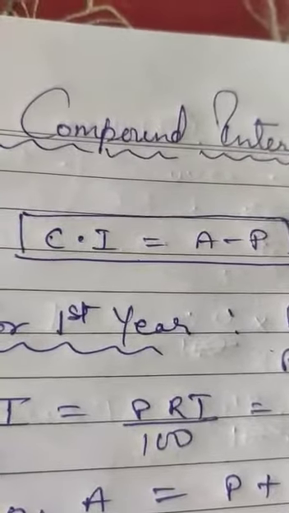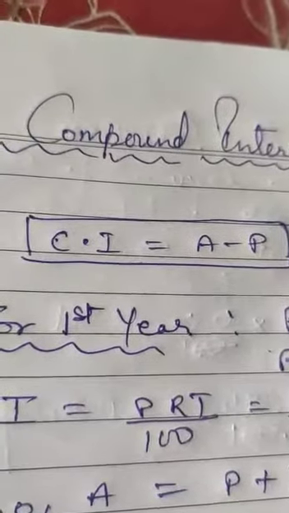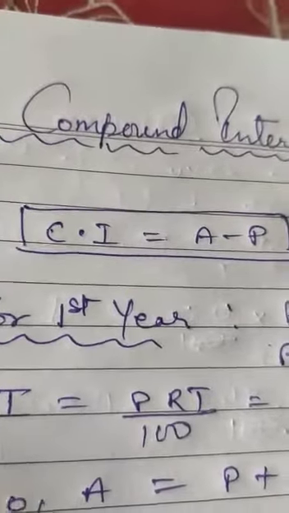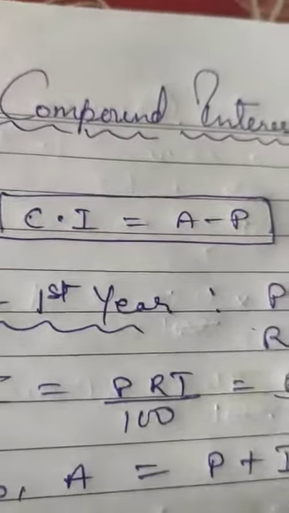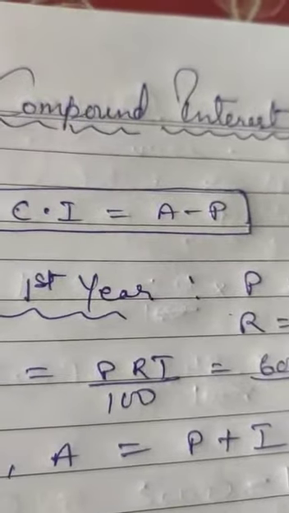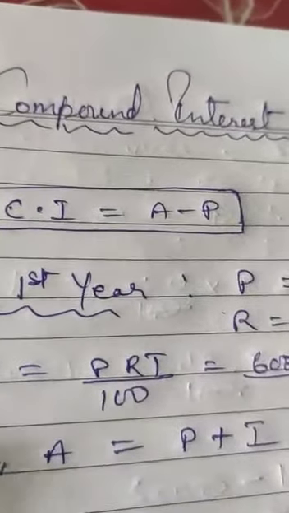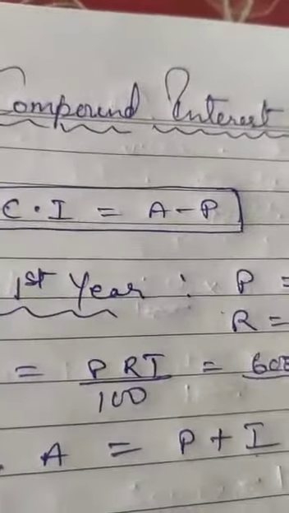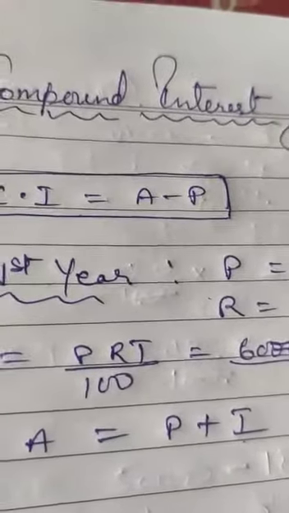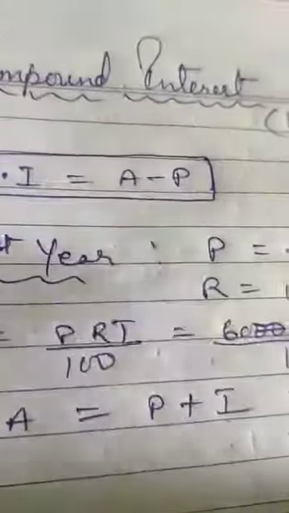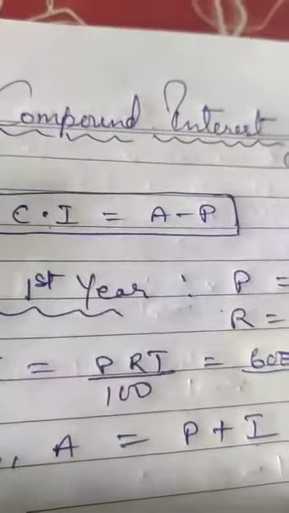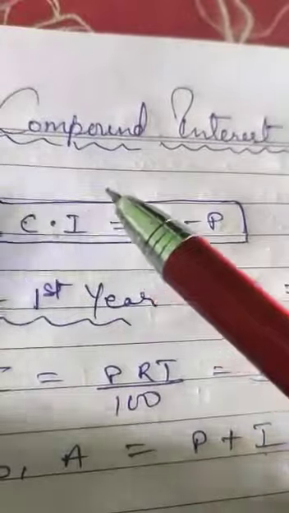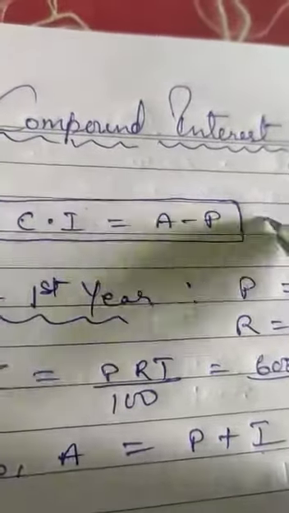So the difference between the original sum and the final amount is called the compound interest. Means suppose you have taken a loan but you are unable to pay the interest, but that interest would be added to the sum lent and the amount obtained becomes the principal for the next period. Okay, so the formula is CI equal to amount minus principal. The difference between the original sum and the final amount is the compound interest.